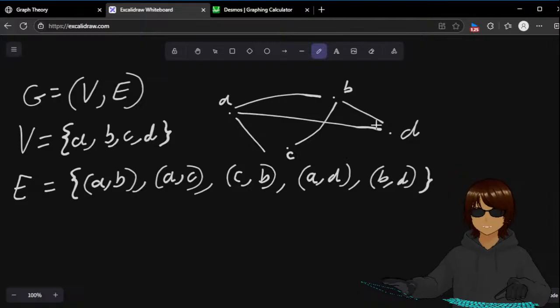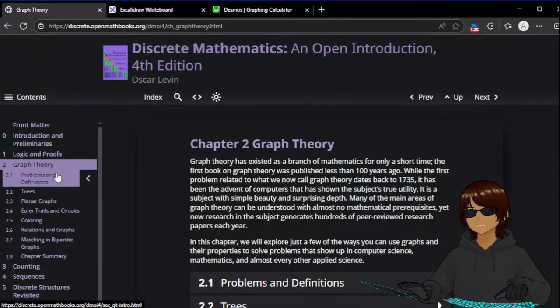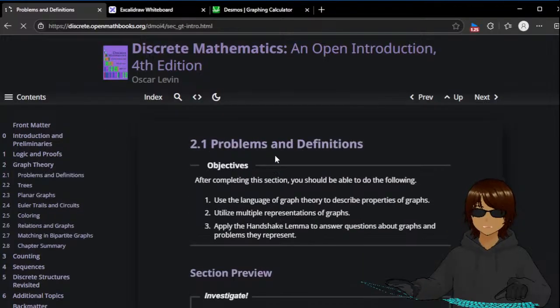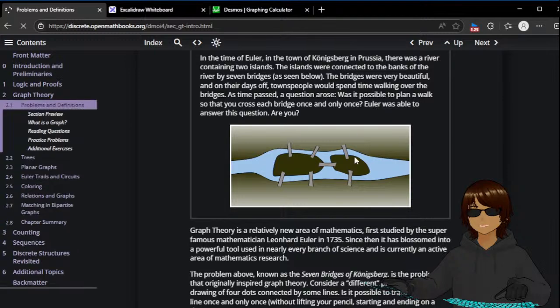And I think edges cannot be repeated twice. So AD can only be connected once. You cannot have like AB once and then AB twice again. But in the example they gave, the bridge example, they were like these 7 bridges. This island is one vertex, this island is one vertex, this line is one vertex, this line is one vertex. The connection from this vertex to this vertex has 2 edges.